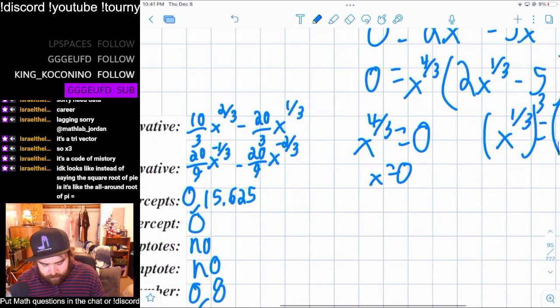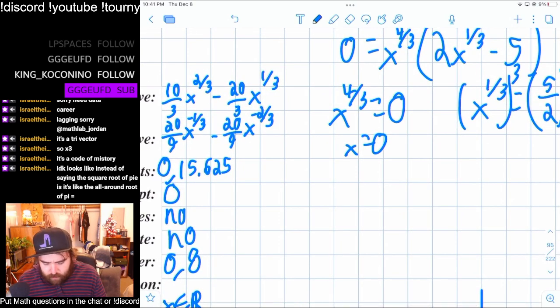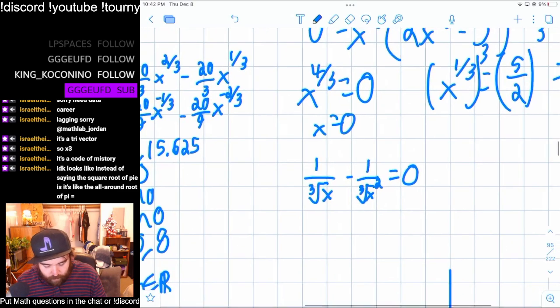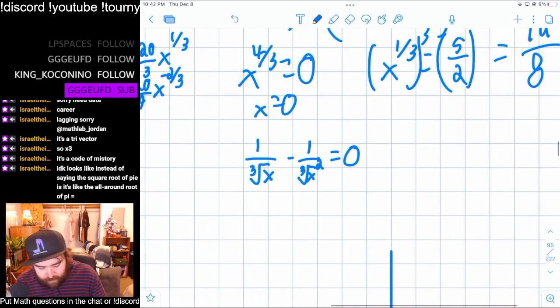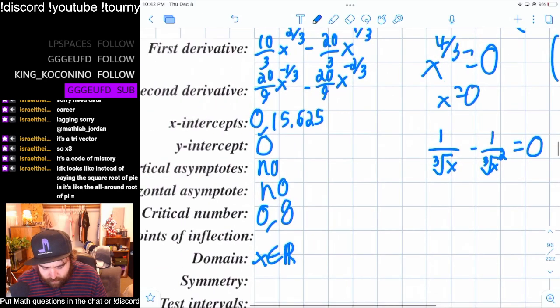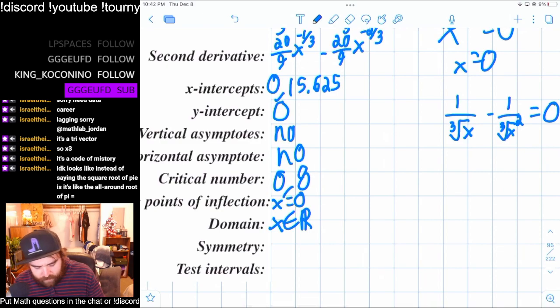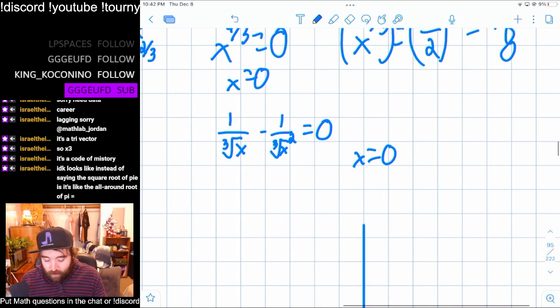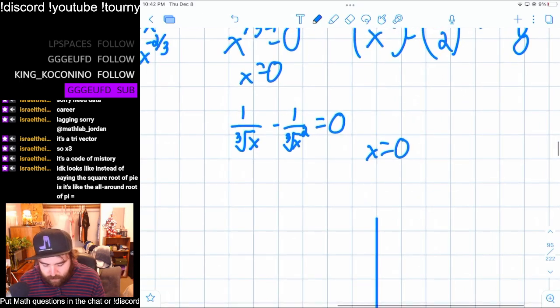And we want to set that equal to 0, so I'm just immediately going to divide by 20 over 9. So the 20 over 9 goes away. And then I'm going to fractionize it, so 1 over the cube root of x minus 1 over the cube root of x squared. We want when is that equal to 0 and when is it undefined. So it's undefined at x equals 0. So there is a possible point of inflection at x equals 0. Interesting, because we also found that as a critical number. So I bet that will be just a point of inflection, not a max or a min.